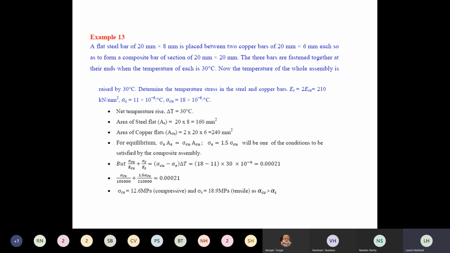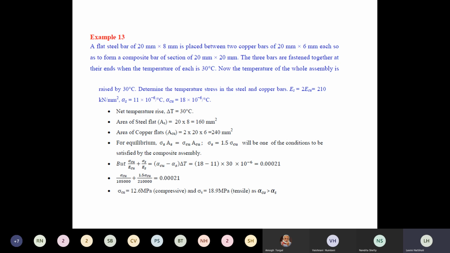The entire last but one equation is in the form of sigma Cu, that is stress in copper. So just take that sigma Cu outside, operate it mathematically, take the LCM properly, or you can directly operate it in your scientific calculators. You will get the answer as 12.6 megapascal. So sigma copper is 12.6 megapascal.